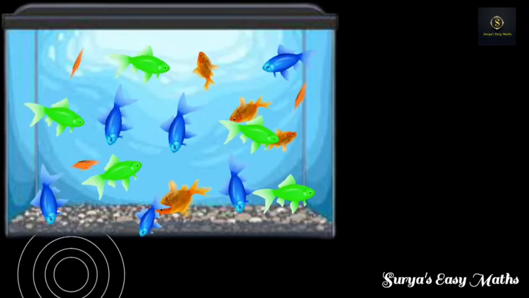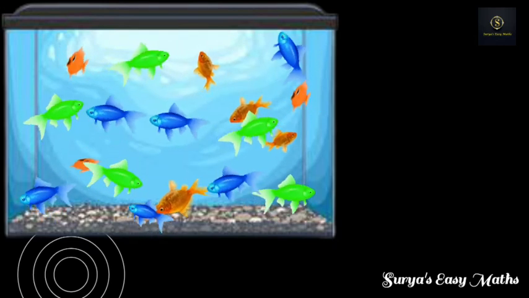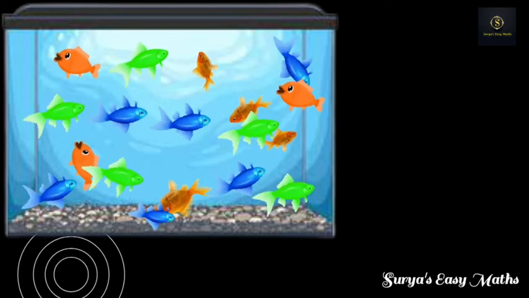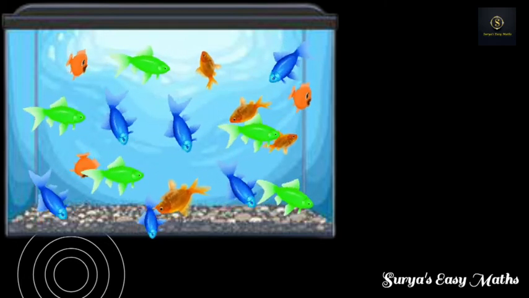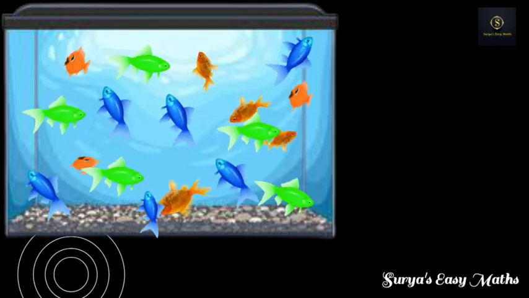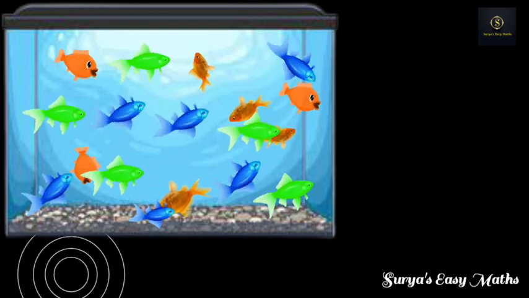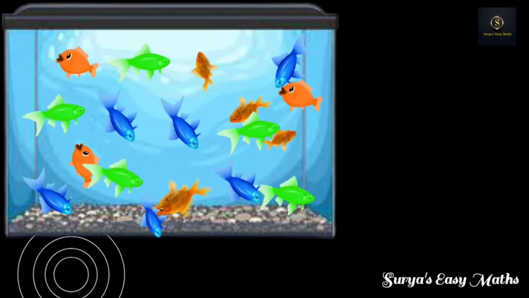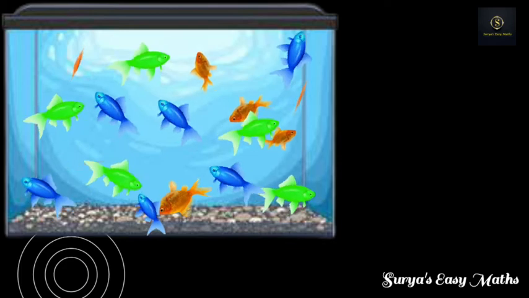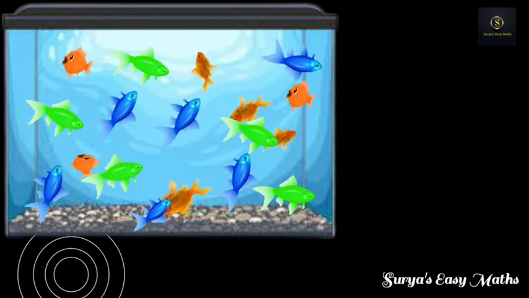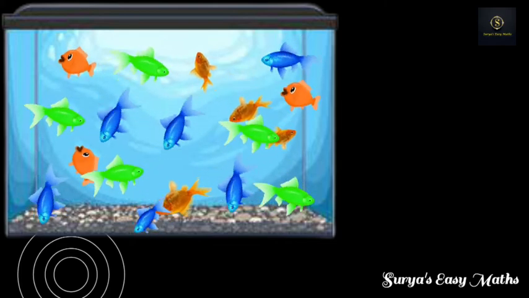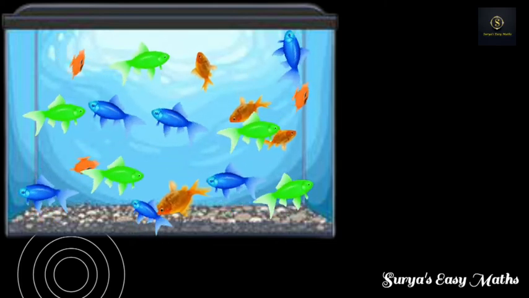Children, see here. In the picture you can see various types of fishes in the aquarium. Yes, in the aquarium we can see the first fish is of orange color. Now let's see the another fish. It is of which color? It is of green color. Yes, it is a green fish. Now see the next fish. Which color is it? Yes, it is a golden fish.